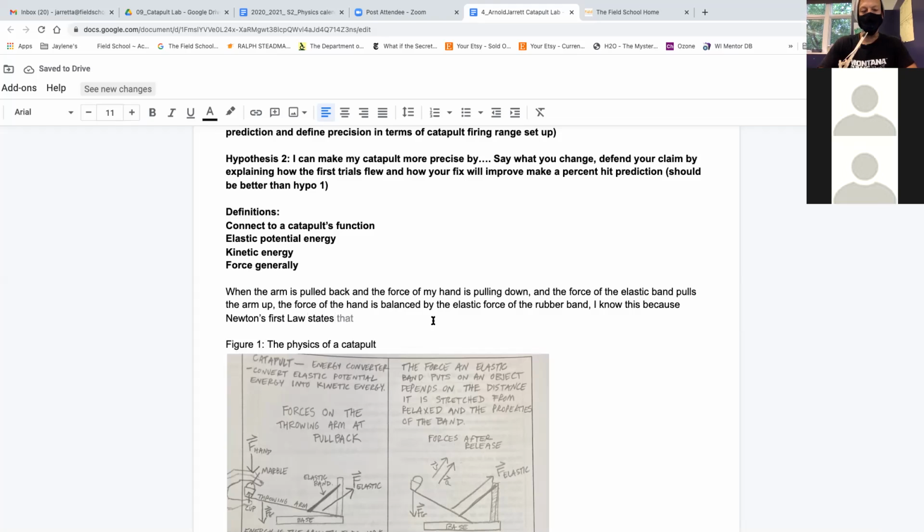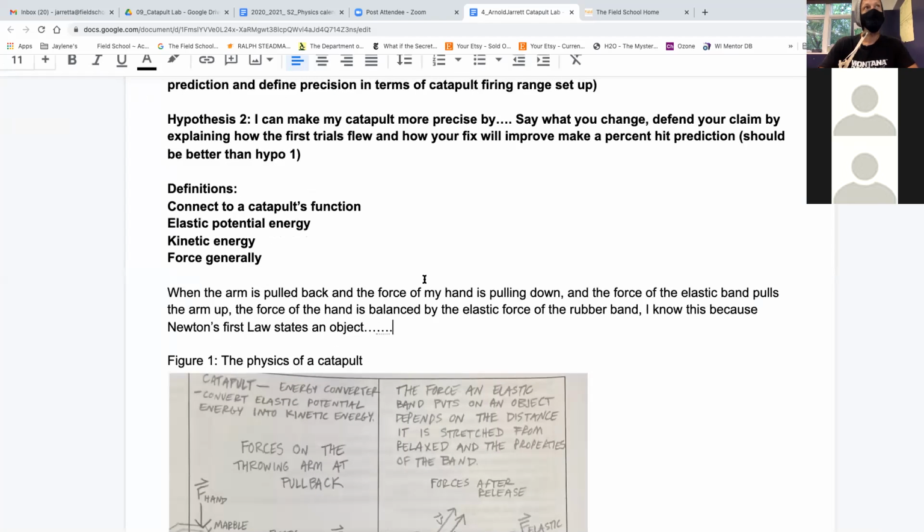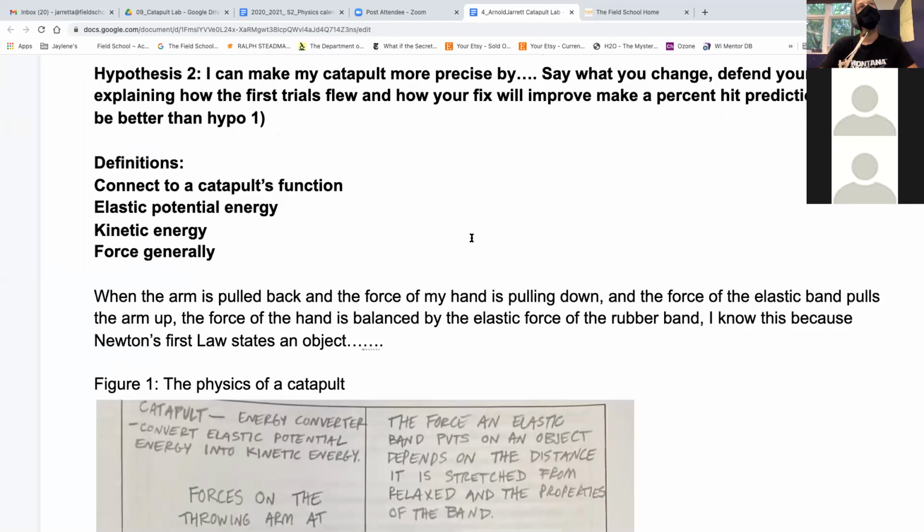An object, dot, dot, dot. This is the thing we just said. An object at rest tends to stay at rest. An object in motion tends to stay in motion, unless acted upon by unbalanced forces. So there are two possibilities of forces. They're either balanced or they're unbalanced.